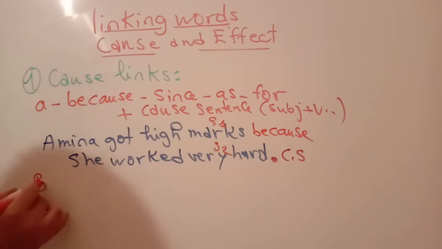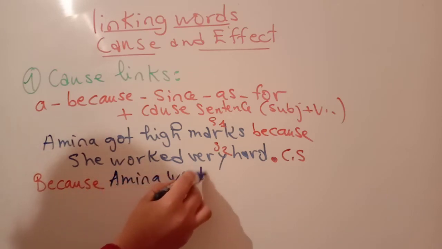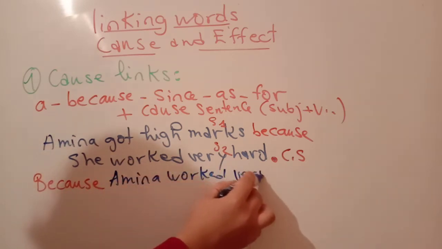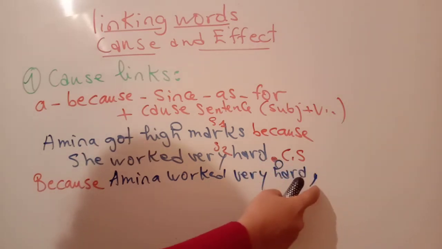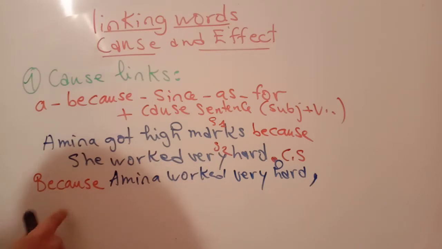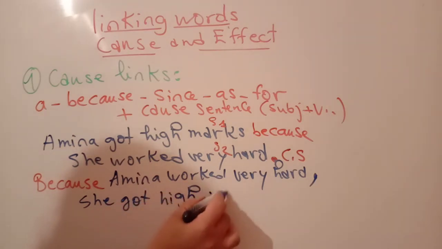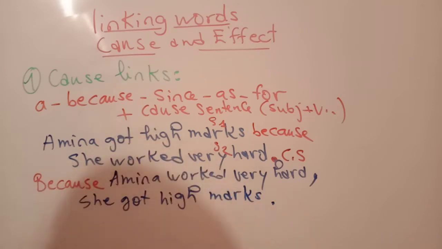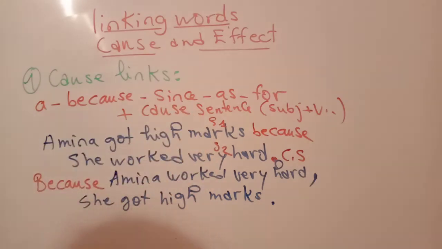For example, because Amina worked very hard. So here I have to put comma. It's obligatory when you start with the link. Then I write the effect sentence. She got high marks. So this is concerning because, since, as, for. They should be followed by cause sentence.